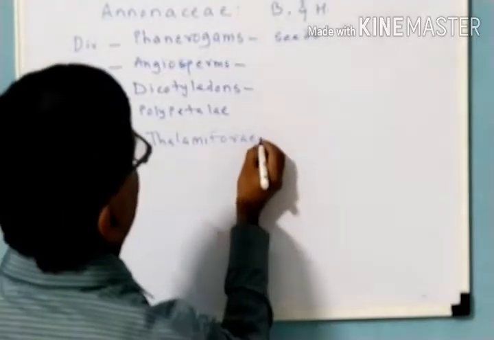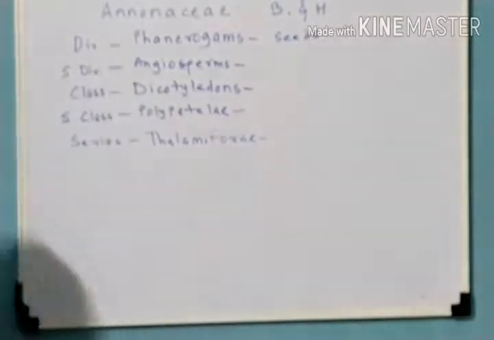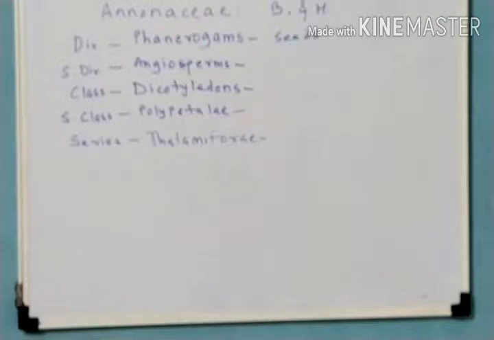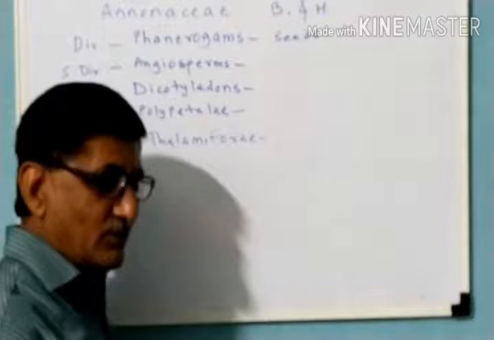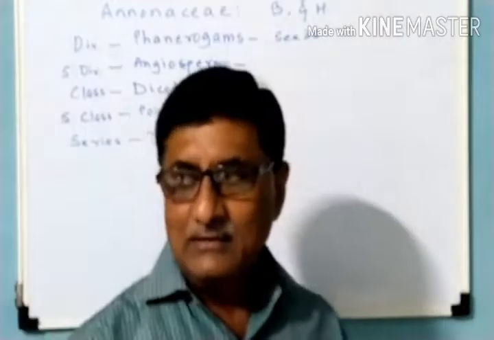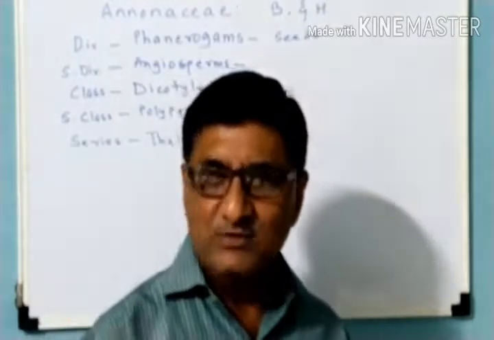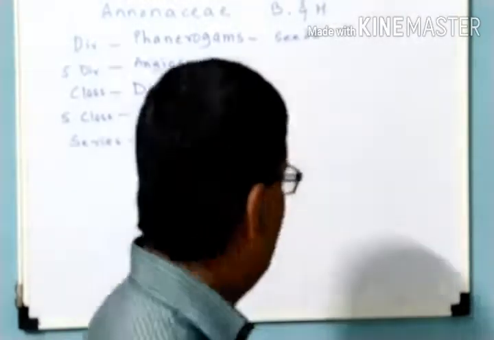Series Thalamiflorae. The reasons are flower hypogynous in the Thalamiflorae, and many stamens are there. Flower hypogynous means there is a superior ovary in that particular flower, or the flowers of this particular family, and there are many stamens.